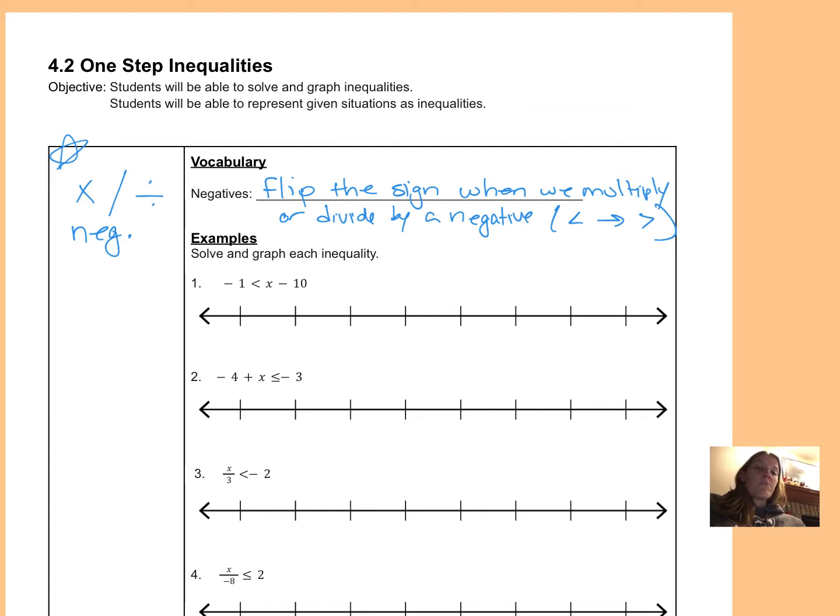Okay, so for our examples, we're going to solve these the same way that we did when we were solving equations. Again, with that one exception, if we multiply or divide by a negative, we've got to change the sign around.